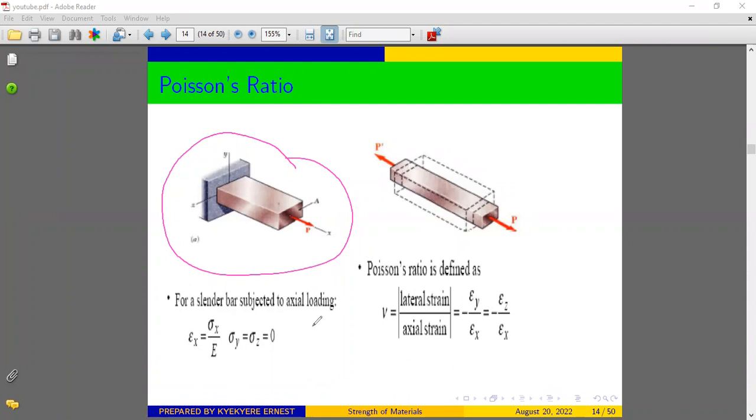And our stress, just as we know already, our stress in the x-axis is going to be the force applied over the area. However, we see from here that we don't have any force applied in the y-axis, and there is also no force applied in the z-axis. It therefore means that the stress on the y-axis and the stress on the z-axis is going to be 0.